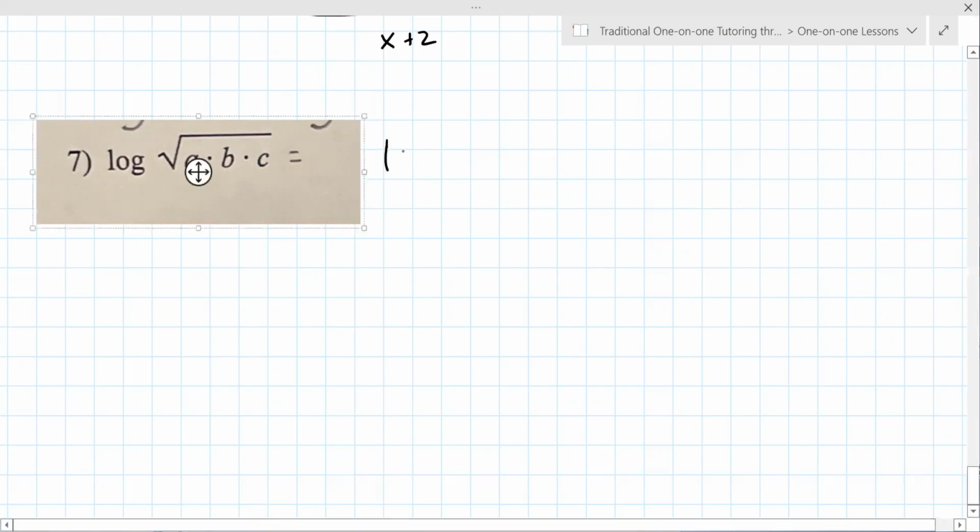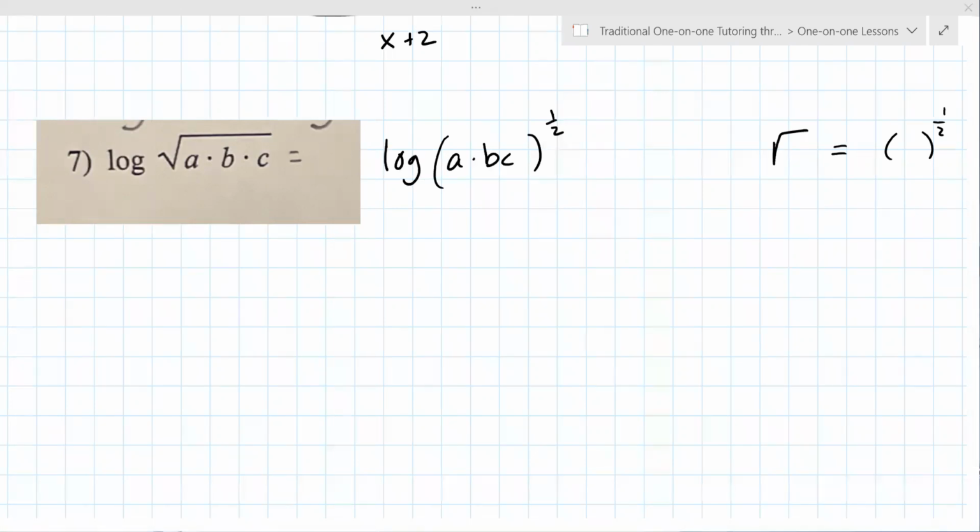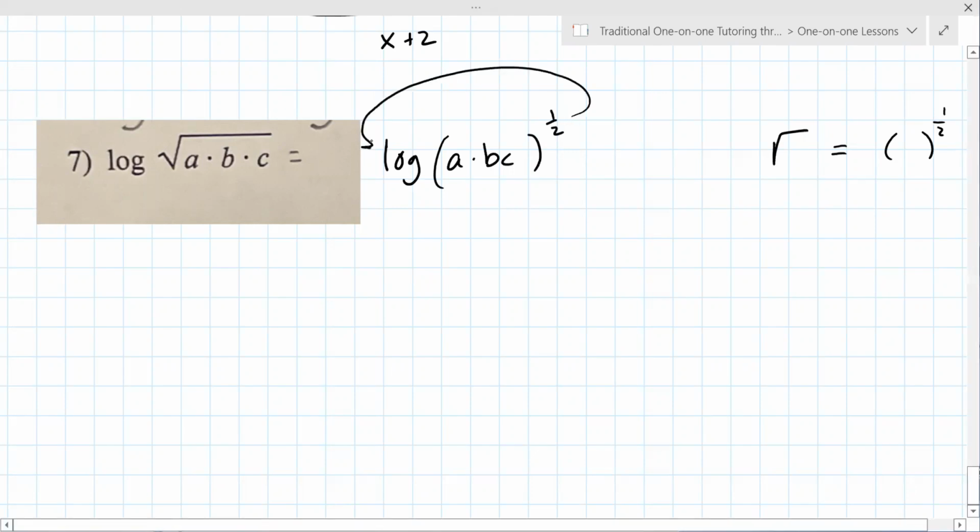First thing that I see here is this square root. Whenever you see a square root, you want to treat it as a 1/2 power. So log of ABC to the 1/2 power. And this really helps to simplify what to do next, because even though there's kind of equal precedence, you can move the exponent out in front. So it's 1/2 log ABC like this.